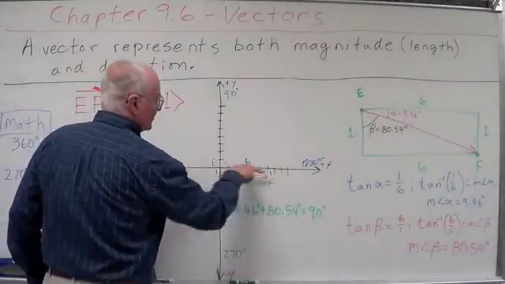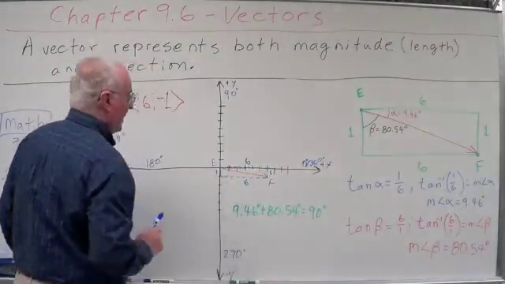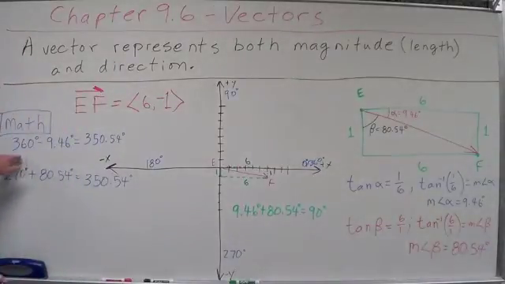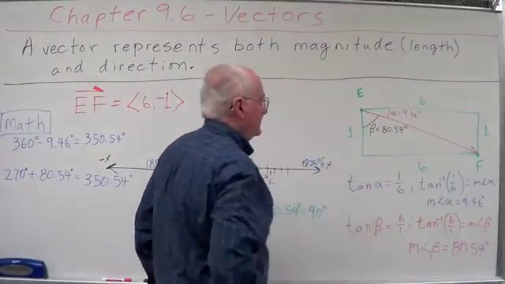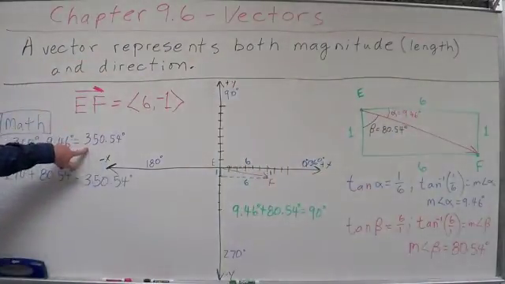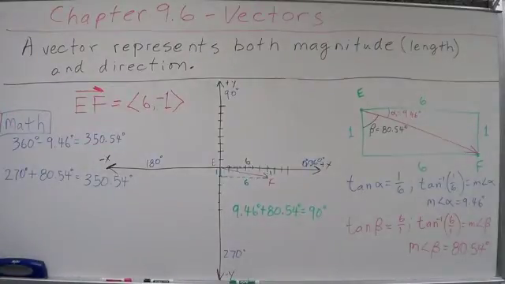So we want to know what direction that is on the math coordinates. Well, we would start at the positive x, which would be 360 or 0. Prefer to start at 360. We would subtract our alpha from our 360, and we would get 350.54 degrees math coordinate.